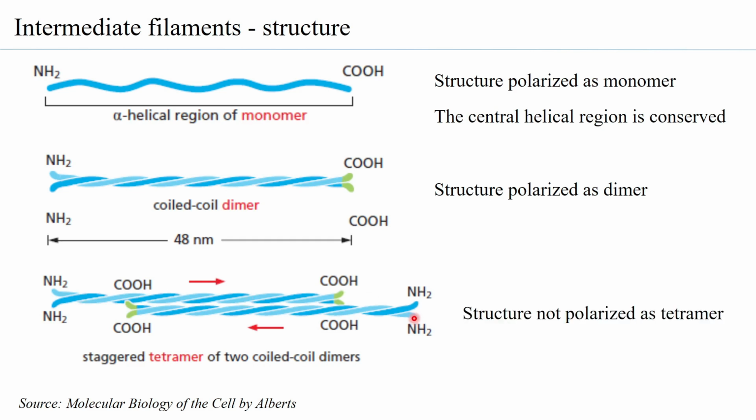So effectively what we understand is that as a tetramer, the structure is no longer polarized. Neither do you have a net charge on either side, nor do you have different functional groups present on the two ends.